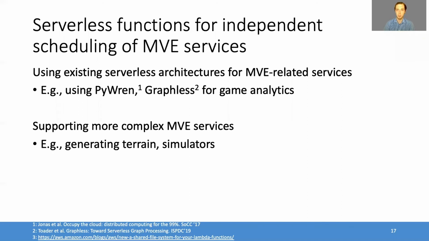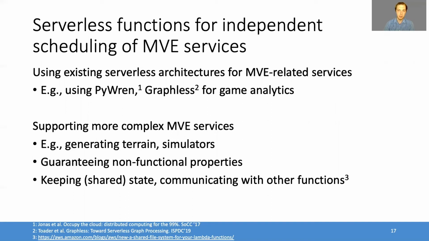For example, we need to know if it's possible to create serverless systems for other MVE-related services, such as terrain generation, that I also won't go into now, but you can read in our paper, and MVE services, such as the MVE simulators. Even if it's theoretically possible to make these elements serverless, the real-time nature of MVEs requires further work to guarantee their non-functional properties. Other areas that require more work include communicating or sharing state between functions. Amazon recently announced a new Lambda feature that allows functions to mount shared file systems, and I'm curious to find out about its properties and what new kinds of functionalities it enables.